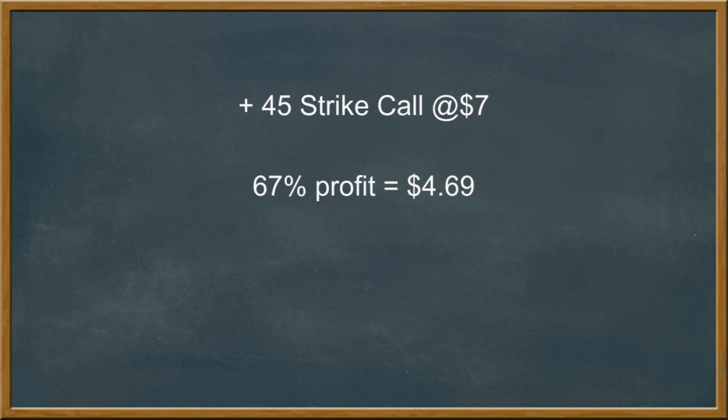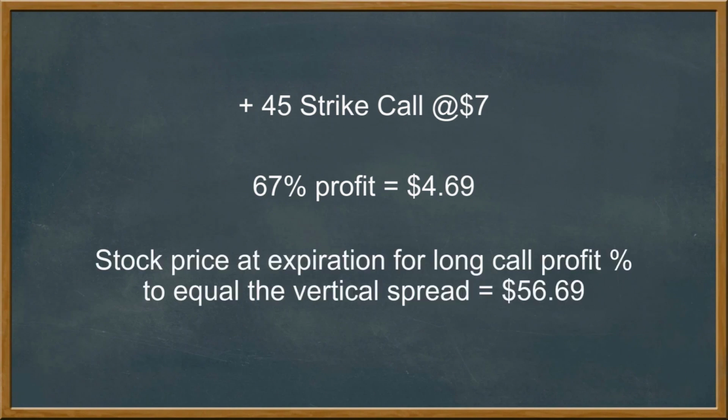To put that in perspective, let's see how far the stock would have to move for us to make 67% if instead of doing a vertical call spread, we just bought the call. The long call option cost $7 per share and had a strike price of $45. A 67% profit on $7 would be $4.69. That means the stock would have to be trading for $56.69 for the call option to equal the return the vertical spread gives you at $50.